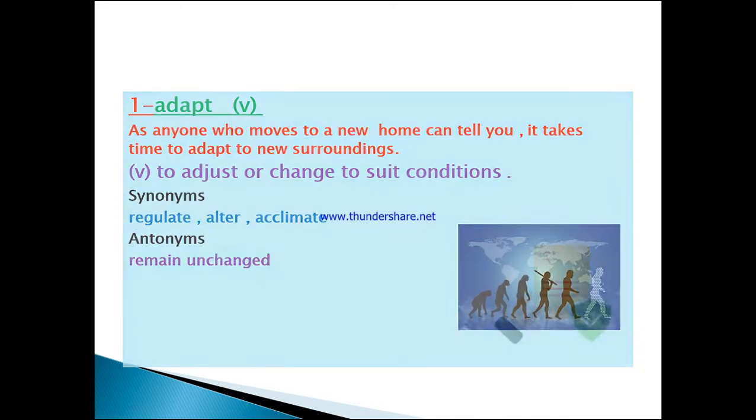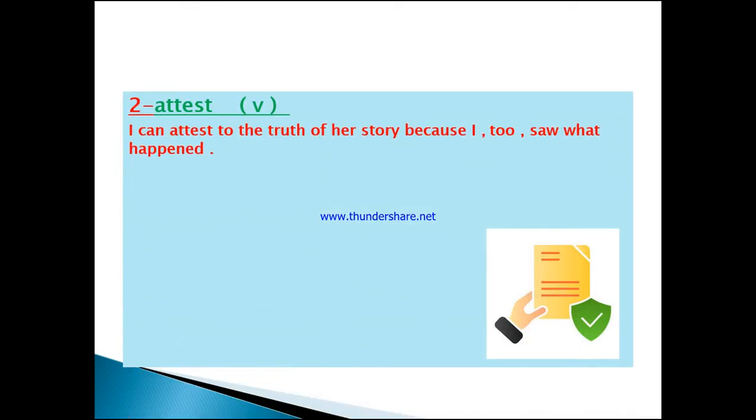Now let's go, guys, to the second word today. Attest. What do we mean by attest, guys? And what part of speech? If you looked at the word attest, guys, it's a verb. What does it mean, guys? To declare something true or genuine. To witness. To say that something is true or genuine. I can attest to the truth of her story because I too saw what happened. I can declare that her story is true. Why? Because I saw what happened.